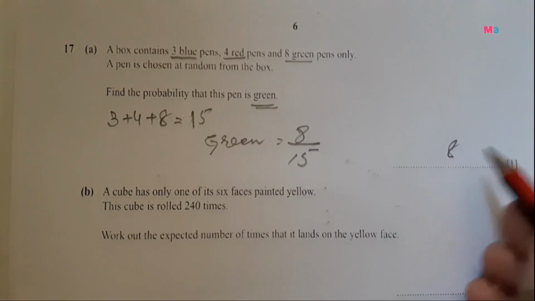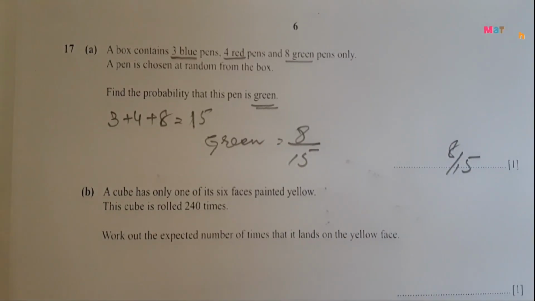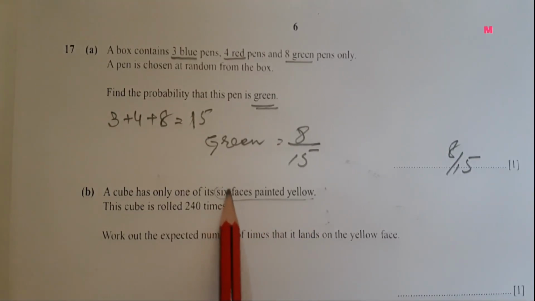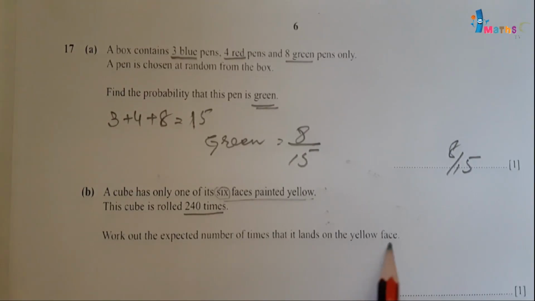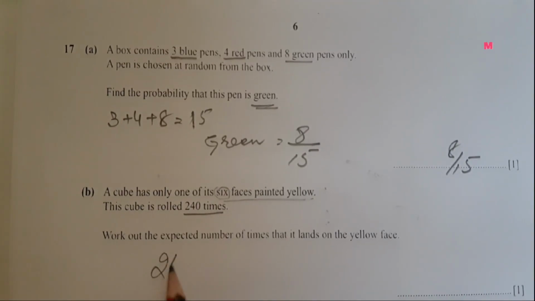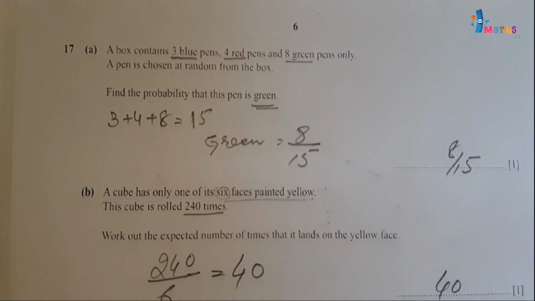So we will write answer as 8 over 15. B part. A cube has only one of its 6 faces painted yellow. So the total number of faces of a cube is 6, and this cube is rolled 240 times. Work out the expected number of times that it lands on the yellow face. So we will divide 240 by 6, as the number of faces is 6, which will be equal to 40. So the answer will be 40.